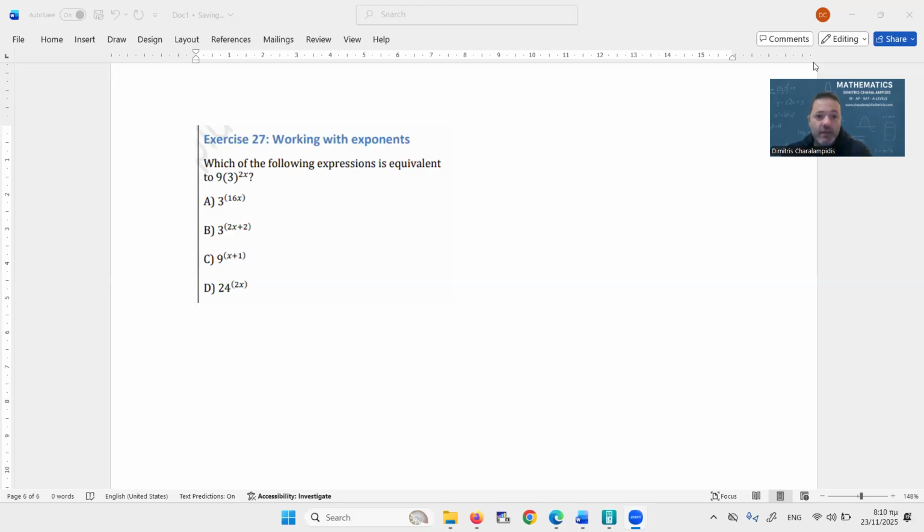Exercise 27. Which of the following expressions is equivalent to 9 times 3 to the power of 2x? Okay, let's see. 9 times 3 to the power of 2x. I'll try to combine this product between 9 and 3 to the power of 2x into one single expression. To do so, I will rewrite 9 as 3 squared.